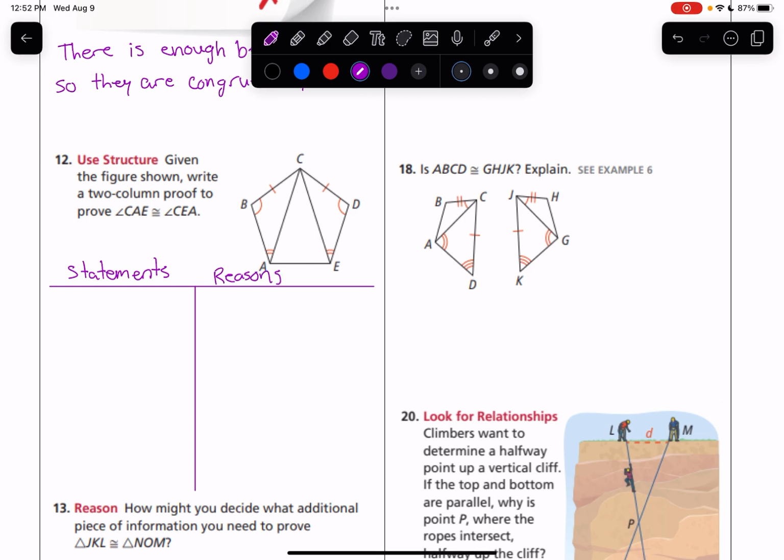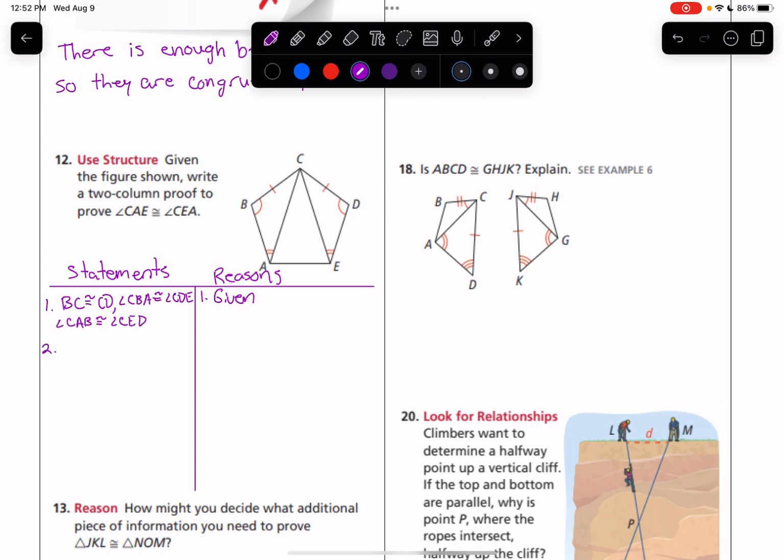So number 1, we'll write down the information we want to use from what we've been given, which is those two angles which are congruent and the sides which are marked congruent. So I know that BC is congruent to CD. I know that angle CBA is congruent to angle CDE. And I know that angle CAB is congruent to angle CED. All of that was given.